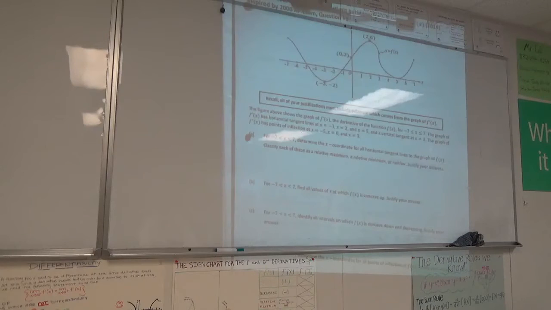It is mission critical with these things that you know what graph you're talking about.